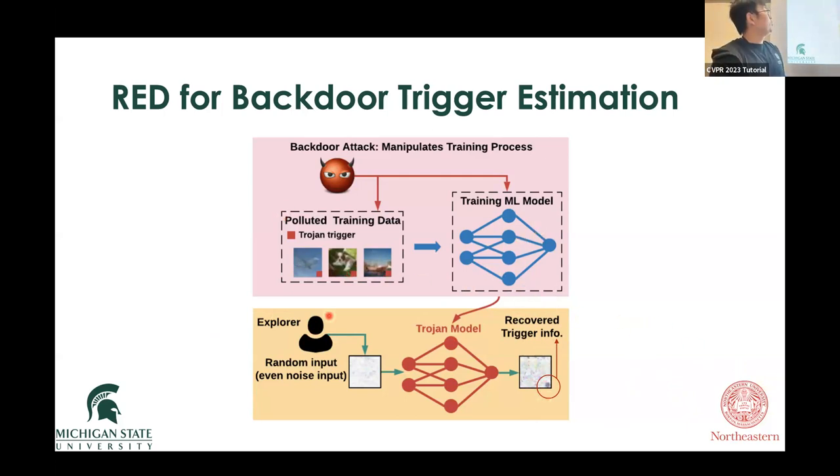So actually we use this as a square trigger, but later on you can use some random input, and based on this poisoned model and using some RED technique, you can reverse engineer these triggers even based on a random input. It's not perfect, but this gives you some hints about how the poisoned data set looks like and what trigger was used. So this is called a backdoor trigger estimation problem. And we will talk about this later as well.